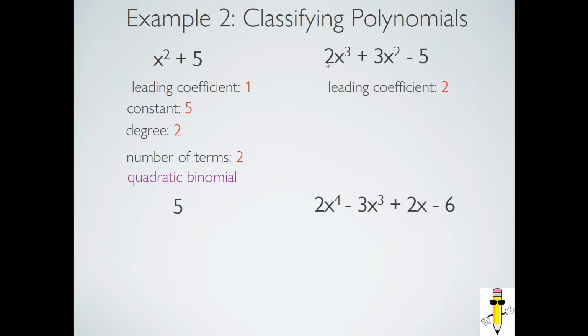Leading coefficient is 2. There's our 2. Constant is -5, which is here. Our degree is 3 because that's our highest exponent. Number of terms is 3. There are 3 terms here. And our type is going to be the cubic trinomial.